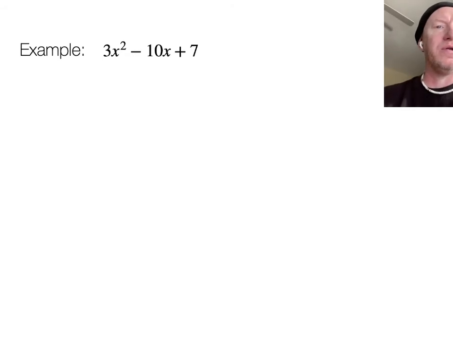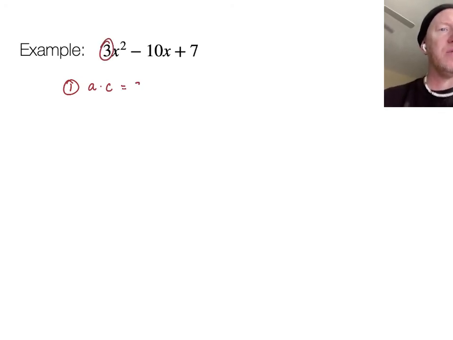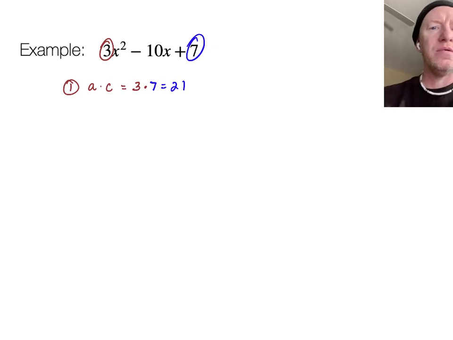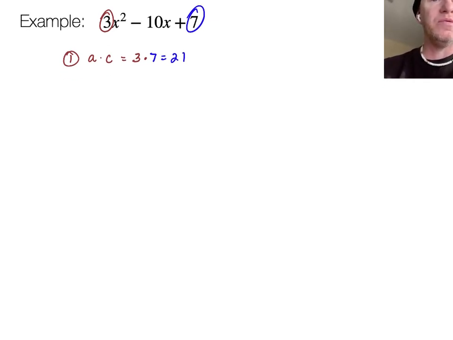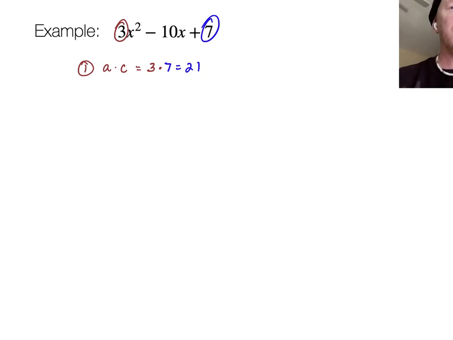So let's do step 1 here. Step 1, we're going to take a times c. In this case, a is 3 times c, which is 7. 21. Step 2. Now we're going to meet those two conditions. So we write down the 21, we write down r and s, and we start to make our list. Now this time, remember again, we're still going for this b value, so we want two numbers that add to negative 10. So let's start writing them down and see what we find out.